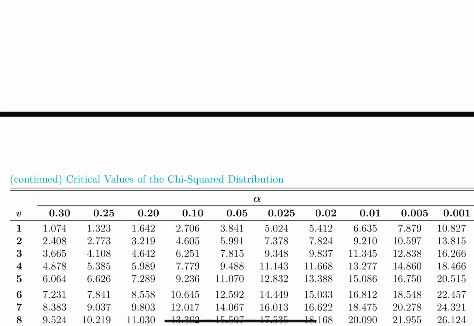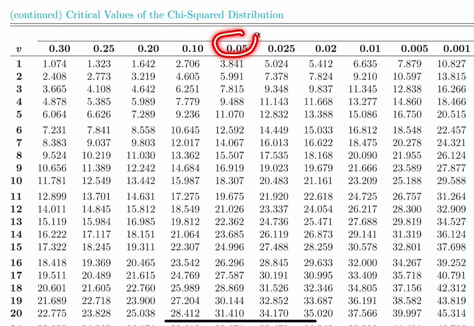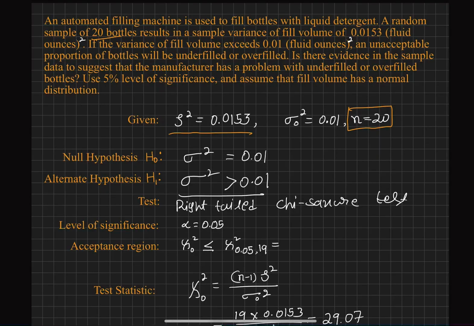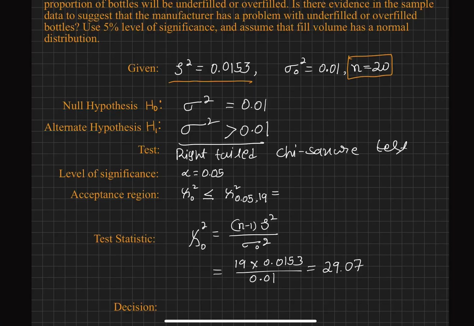Let us consider the chi-square distribution table. Corresponding to alpha is 0.05, and degree of freedom is 19, the corresponding chi-square value is 30.144. So we have the corresponding chi-square value, that is 30.144.